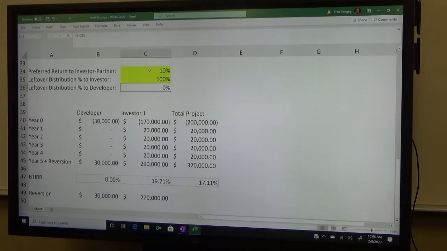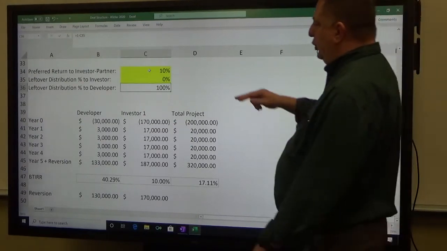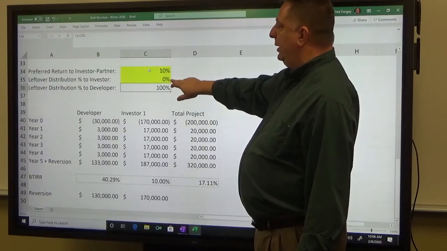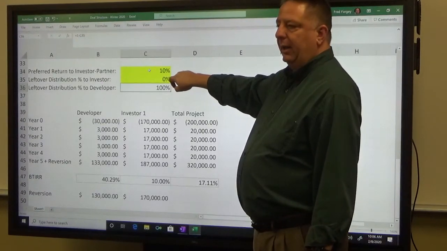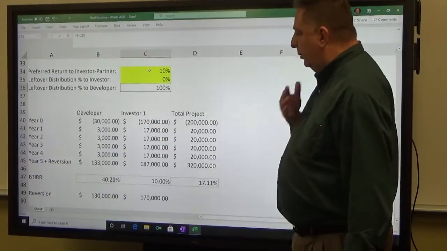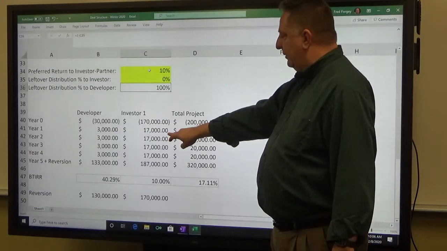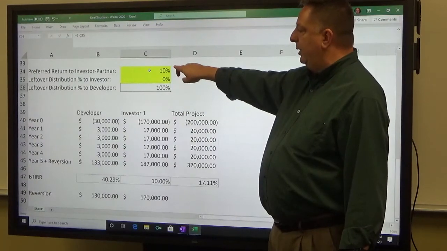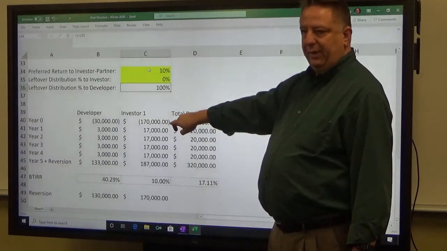Let's put in, or actually we can do it the other way around. Okay, there we go. That makes it a little bit easier to see. All right, so if we just give the preferred return to the investor, but we give them nothing otherwise, and the rest goes to the developer, then they're getting 17,000, which is just the 10% off of the 170. Does that make sense?